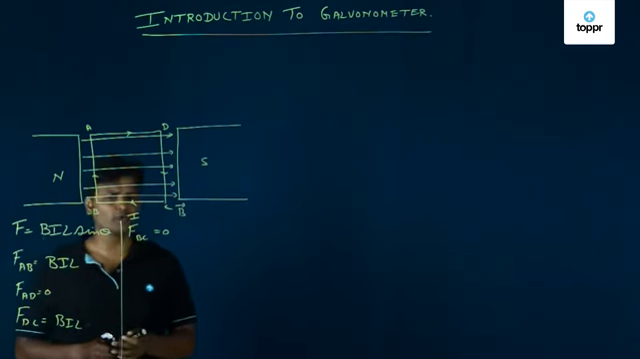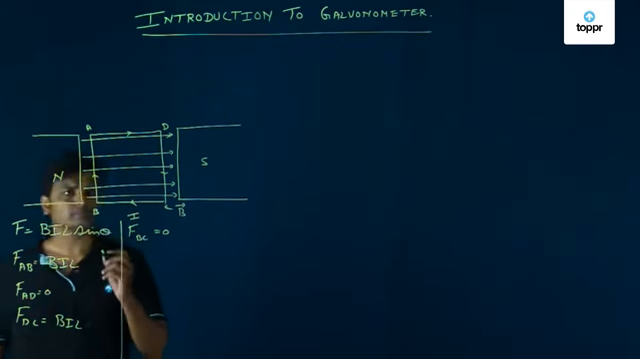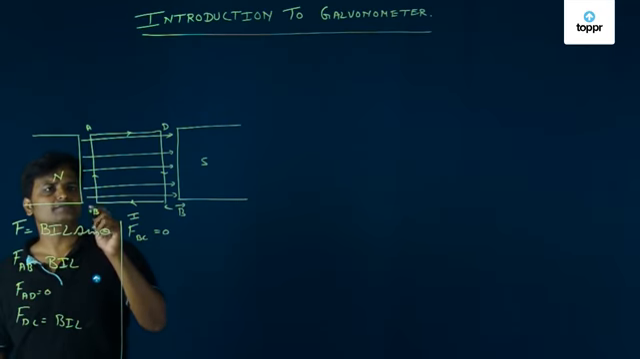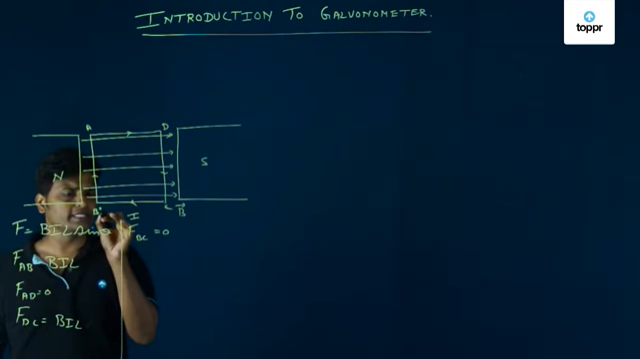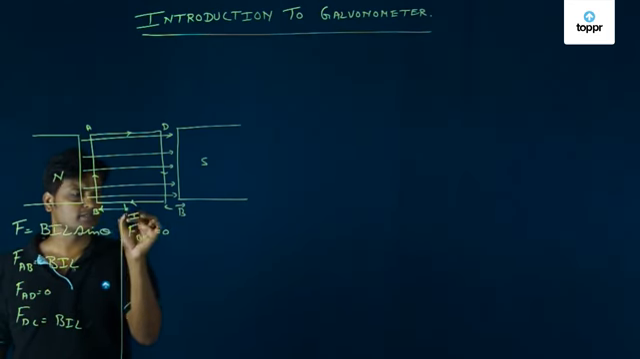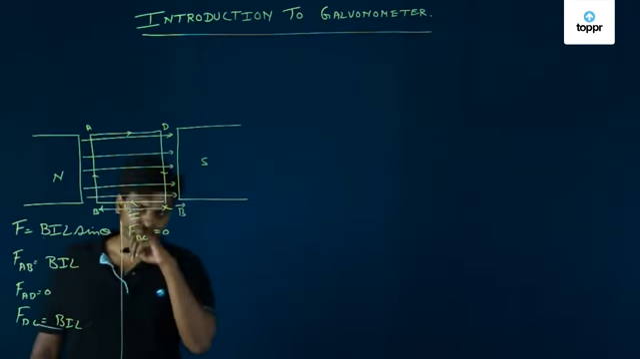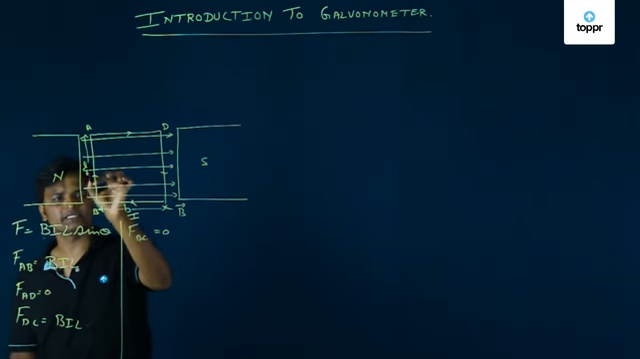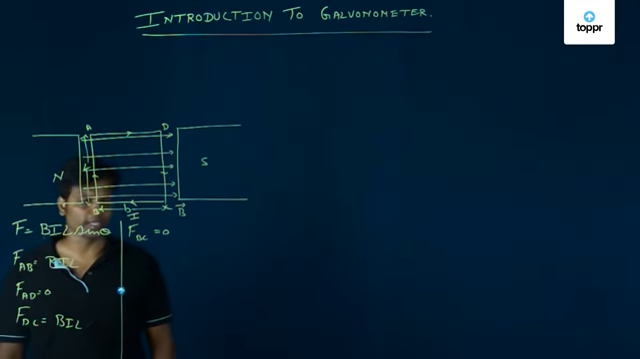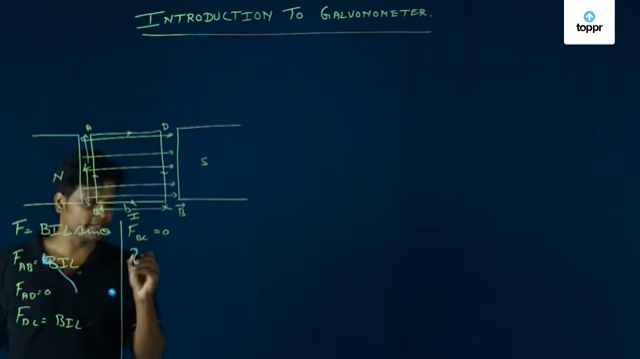Okay. Now, how is torque given? This length is L. AB is L and DC is also L. And this is b. This length is L. We have indicated it as capital L. Now, what is torque given by?